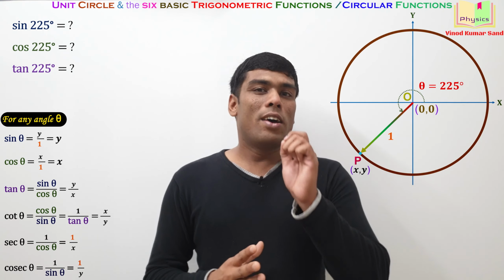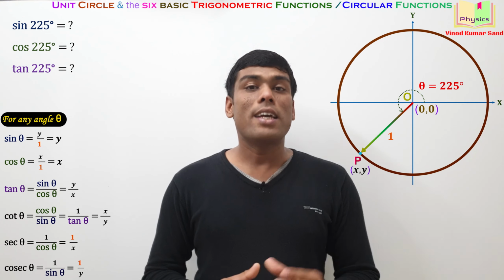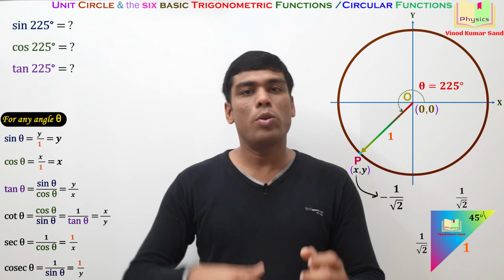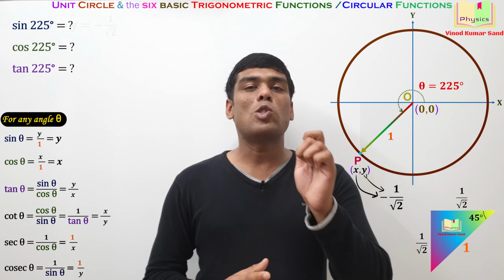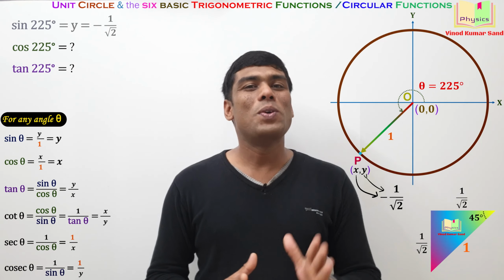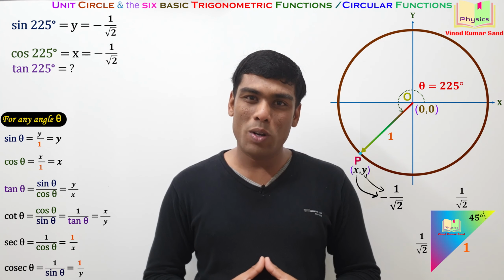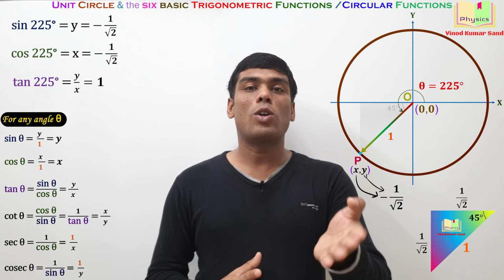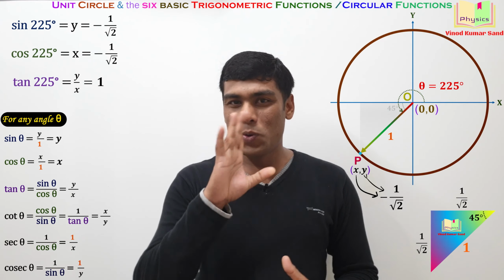Okay, first of all, as usual, we'll be writing the coordinates of point P. This time the x coordinate of point P is minus 1 by root 2 as well as the y coordinate is also minus 1 by root 2. It means sine 225 degree will be equal to minus 1 by root 2 and the cos 225 degree will also be equal to minus 1 by root 2 and the tan 225 degree is equal to y coordinate by x coordinate, which will be equal to 1.